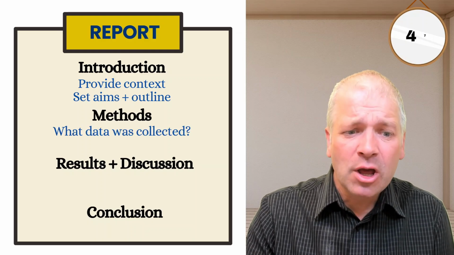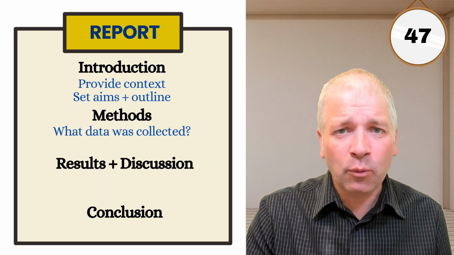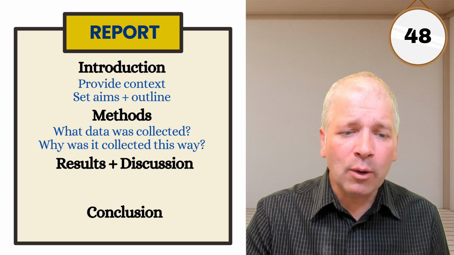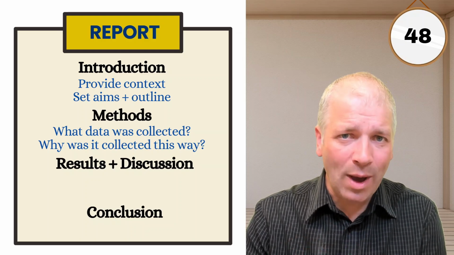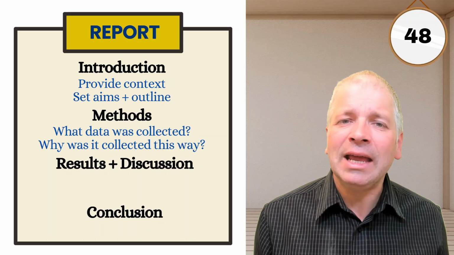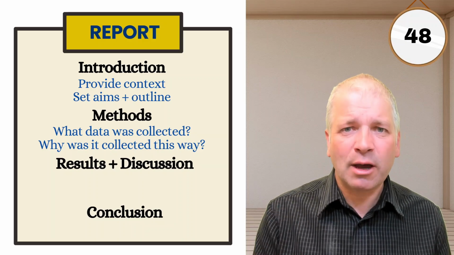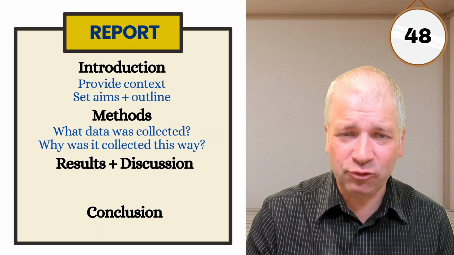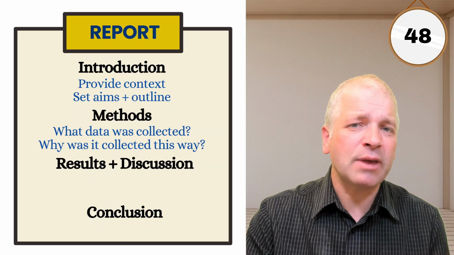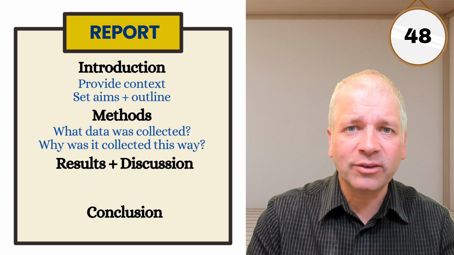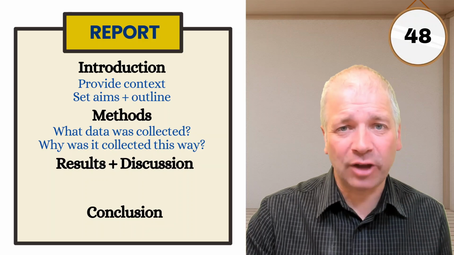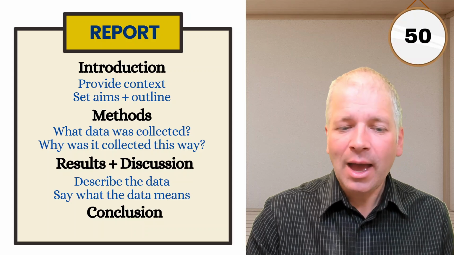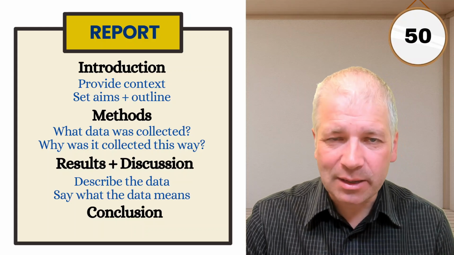In the method section, we state what data was collected by us, the researchers, and also why it was collected this particular way. We're now going into the part of the report where we discuss what we do to get the results to answer the question set in the introduction. Here's the section which describes how we do that, and then we have the results and discussion section, which begins by describing the data that we found and saying what the data means.